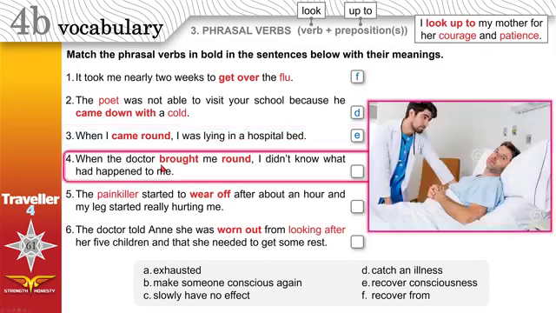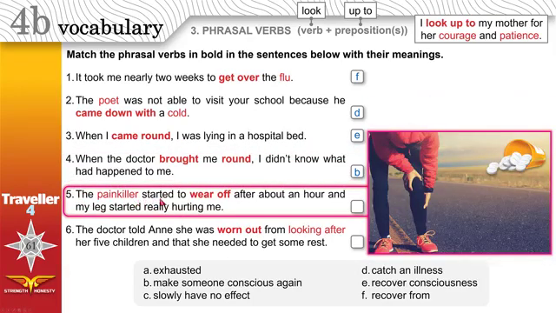4. When the doctor brought me round, I came round. That means nobody helped me. I came round. I became aware again. I became conscious again. But here, the doctor brought me round. He made me conscious again. Consciousness, conscious.